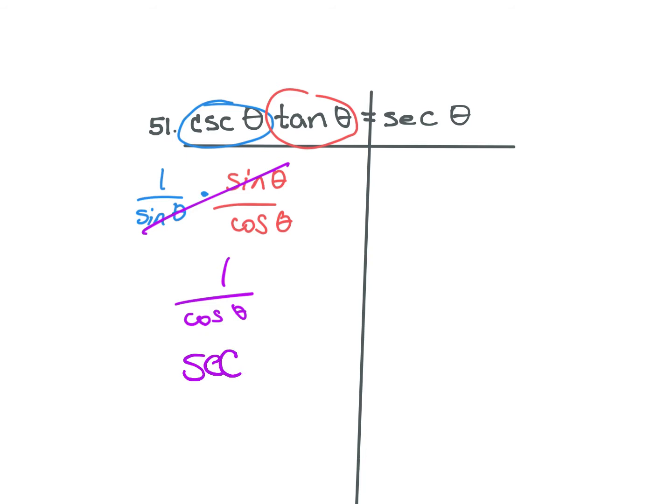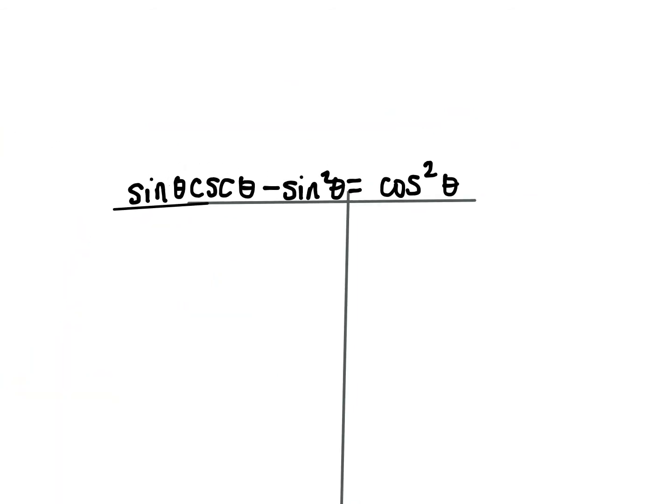There you go. And that's what I have over here. Now, if you change secant into 1 over cosine and then showed me that 1 over cosine is the same as 1 over cosine, that's fine. I'd give you guys credit there. Anybody have any questions? All right, let's look at 52.